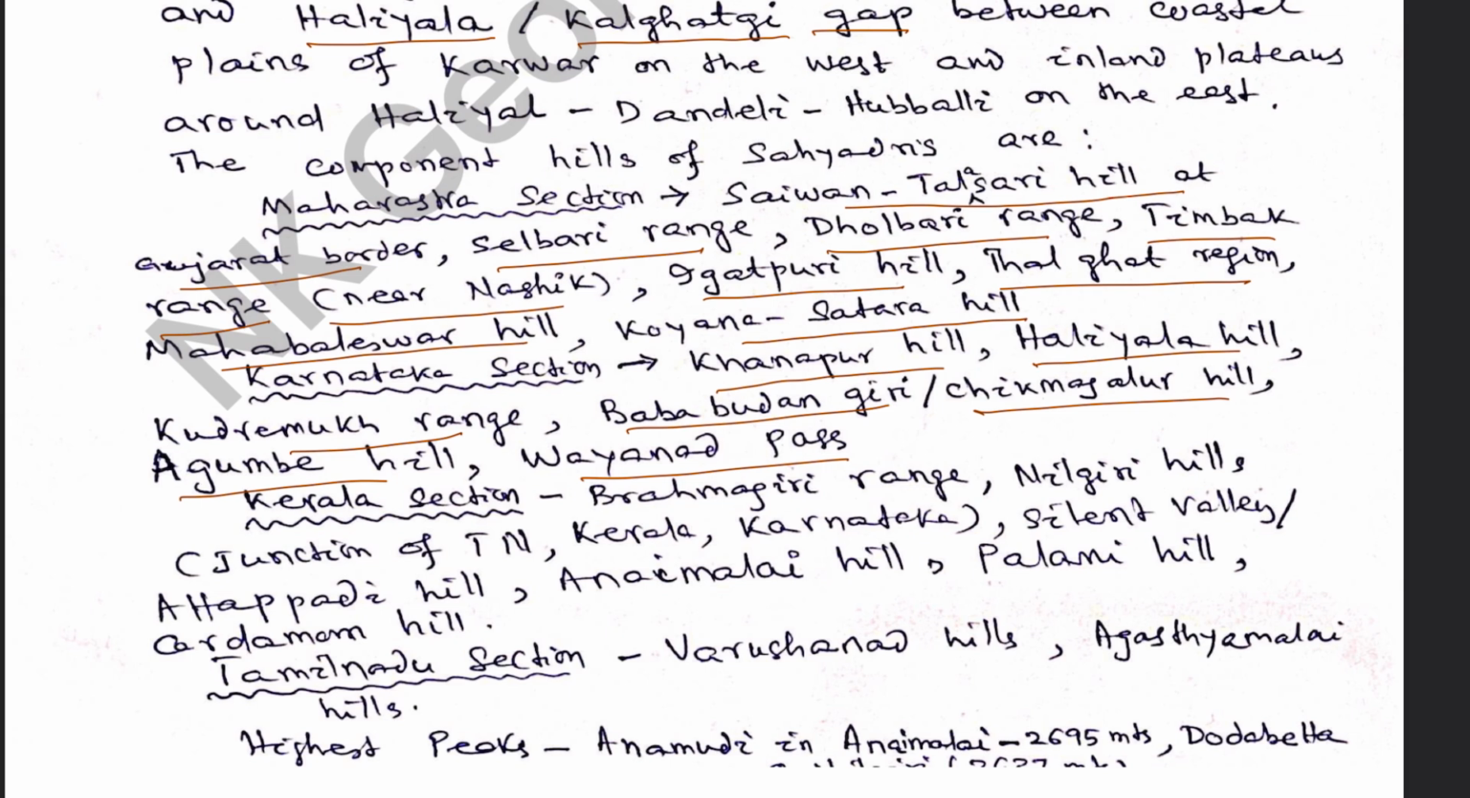Similarly, we have the Kerala section where Brahmagiri Range, Nilgiri Hills, actually Nilgiri Hills come at the junction of Tamil Nadu, Kerala and Karnataka. Then the Silent Valley or the Attapadi Hill, Anaimalai Hill, Palani Hills and Kadmam Hills are in the Kerala region. And the Bharusnath Hill and Augustamalai Hill are found in the Tamil Nadu section. So these are the major hill ranges of the Western Ghats.